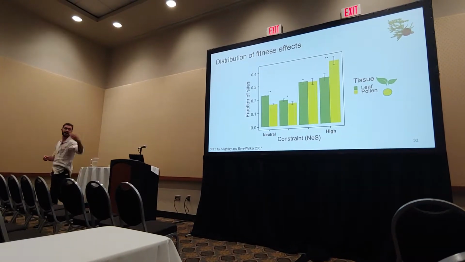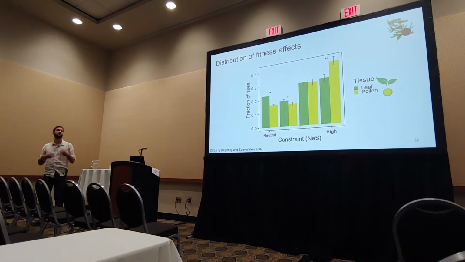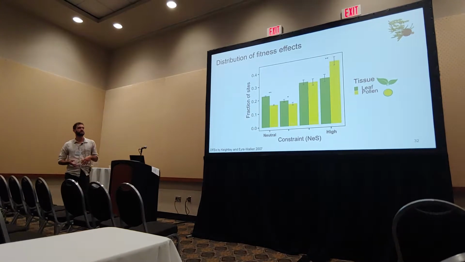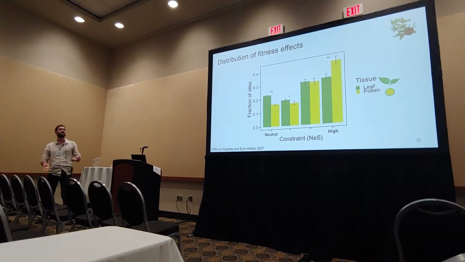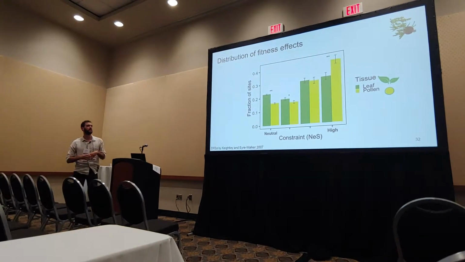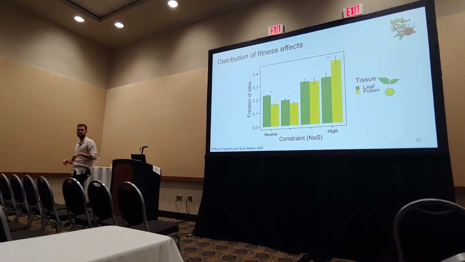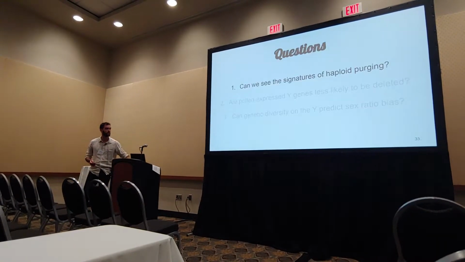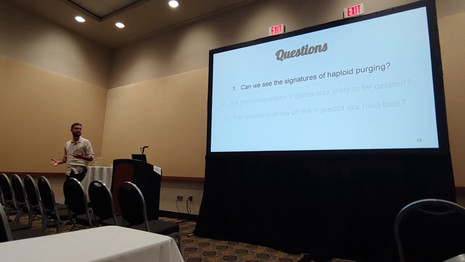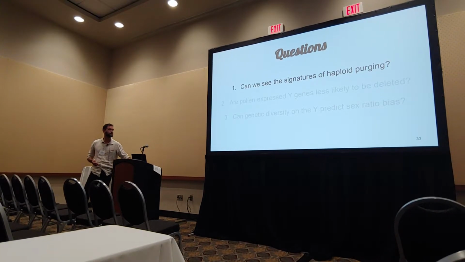And we see that in our highest constraint, there is an overrepresentation of pollen-biased genes. And although this isn't independent because it's actually a fraction of site, we see the converse to be true, where in the lowest neutral bin, we see an overrepresentation of leaf-biased genes. And so we do have evidence that this haploid purging is happening.